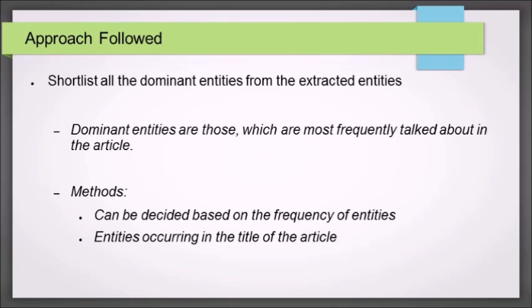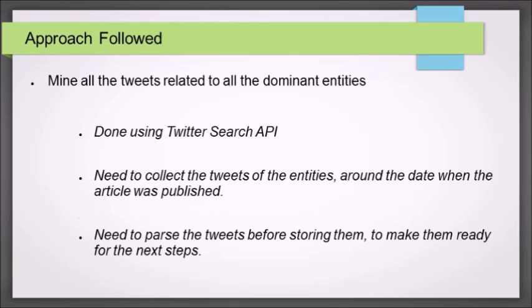All the entities which are in the title of the article are considered as dominant entities. The frequency of the entities is calculated to determine the dominant entities. Also, the entities occurring in the title of the article are considered to achieve the same.